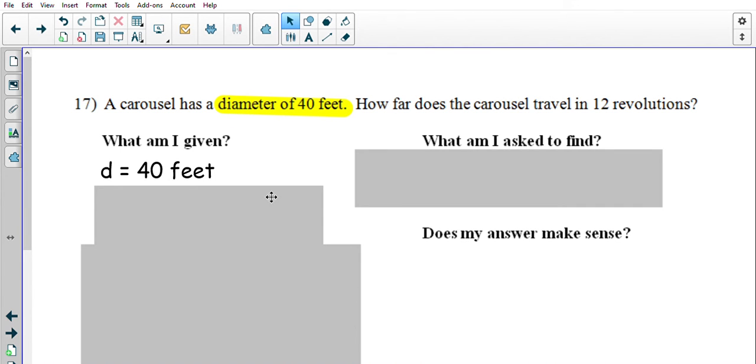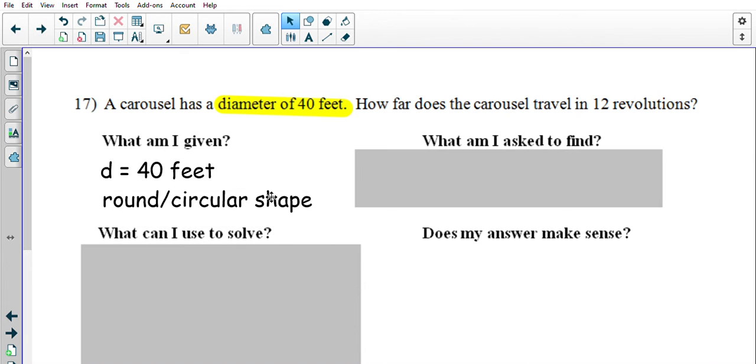We also know that this is a round or circular shape. So you've seen carousels in Hershey Park probably, or maybe some other amusement parks, or even just some regular parks in and of themselves. But we also know we're talking about a carousel here. So that's a round or circular shape. Plus we're given the diameter. So even if you're like, I don't know what a carousel is, we're given the diameter of this thing, which tells us it's a circle.